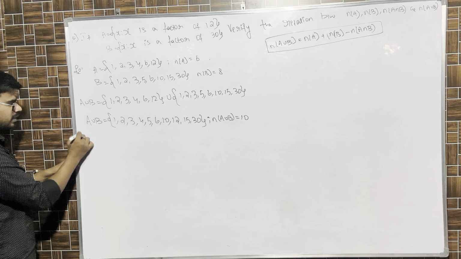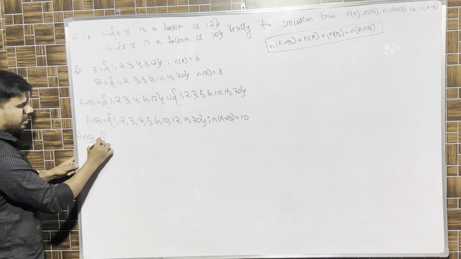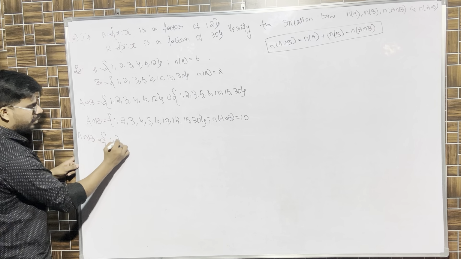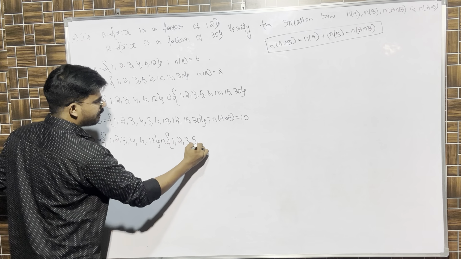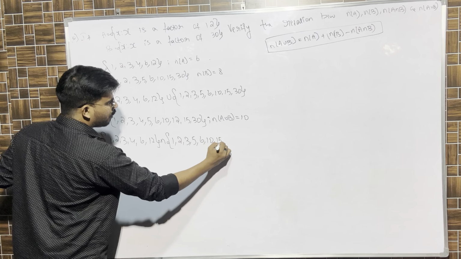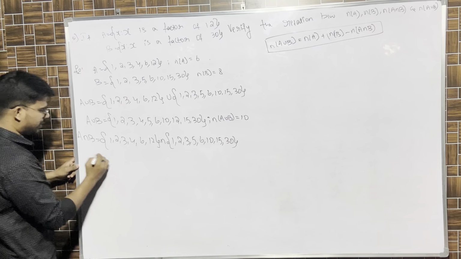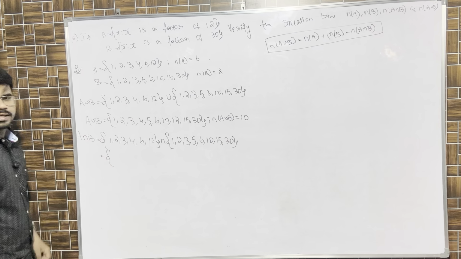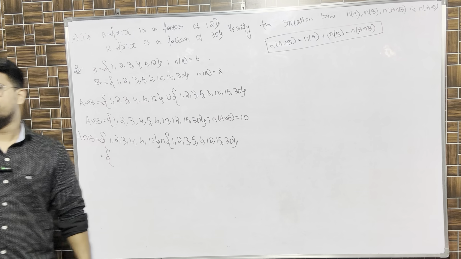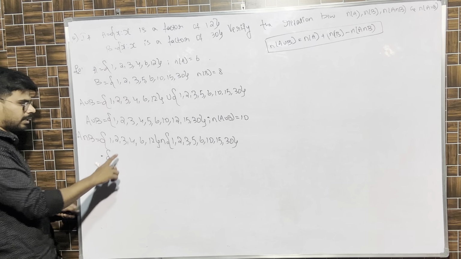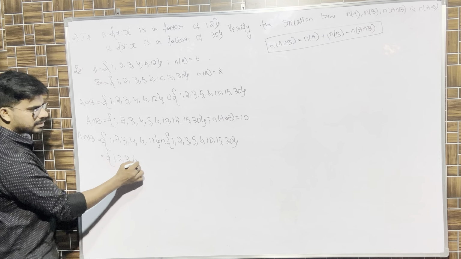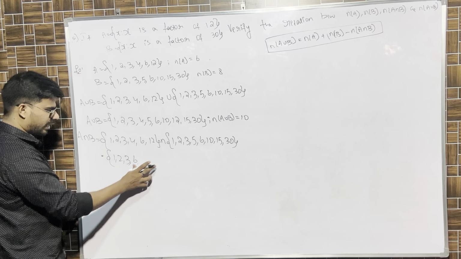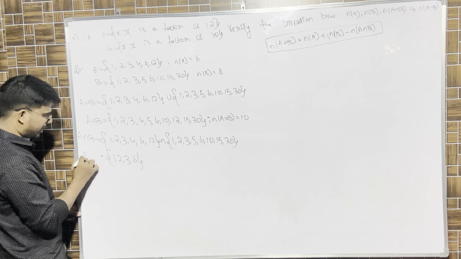Now A intersection B. First we will find A intersection B. What is A? 1, 2, 3, 4, 6, 12. B is 1, 2, 3, 5, 6, 10, 15, 30. Intersection means we'll write only the terms which are common: 1, 2, 3, 6. This is A intersection B.